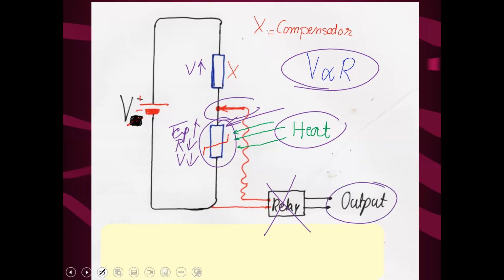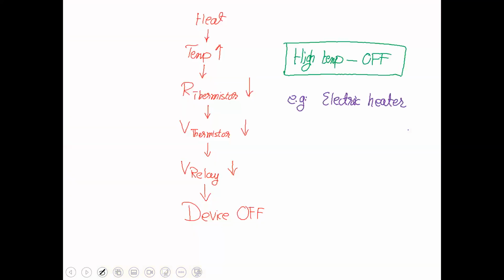Now, the slider is covering this resistor, so the output voltage will decrease. So with the temperature, the device will be off. This can be a circuit in an electric geyser or electric kettle, where the temperature rises and you have to stop the device. Potential divider, interestingly, is considered to be a processor.